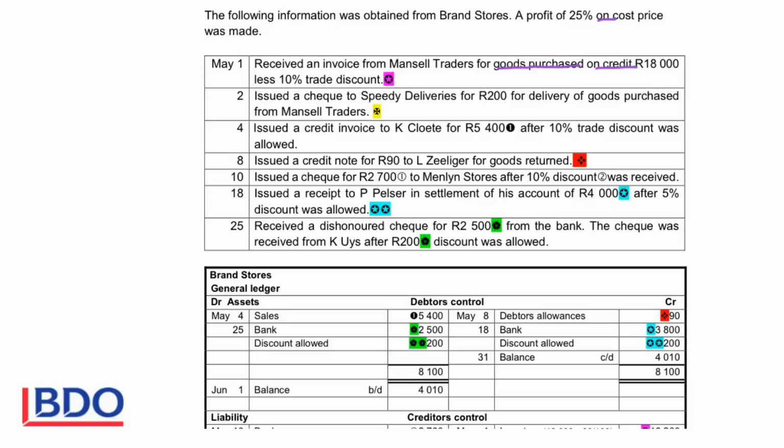If trade discount is received, it means that we have to take the 18,000 and subtract 10% trade discount, and the reduced amount will be recorded in the books. We will not record any entry for the trade discount because the reduced amount, 18,000 minus the 1,800, will give us 16,200. And that 16,200 is the amount that we owe the creditors, and that is our purchase amount.